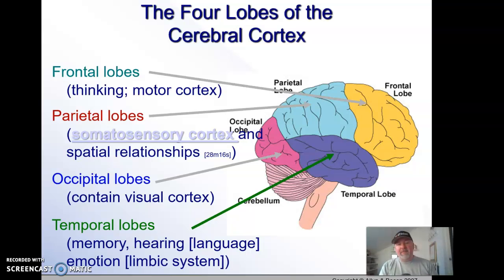Parietal and occipital, maybe Mr. Davis can give you a good one for those two. I just do the hard part and remember them that way.